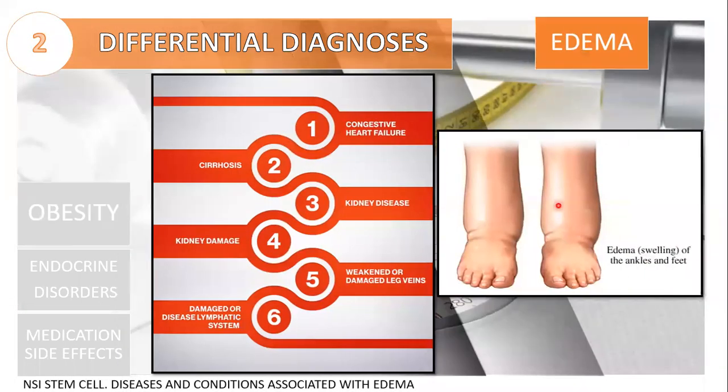Next is edema. Edema is an abnormal accumulation of body fluids that could manifest as ascites, peripheral edema, as you can see here, or periorbital edema. This is a red flag that indicates a secondary weight gain etiology from a pathology either from heart failure, liver failure, kidney failure, damaged leg veins, or damaged or diseased lymphatic system.